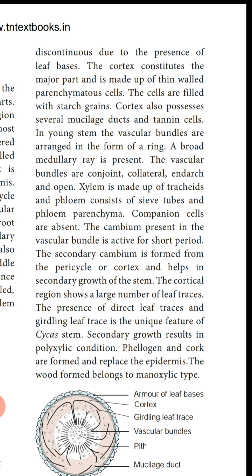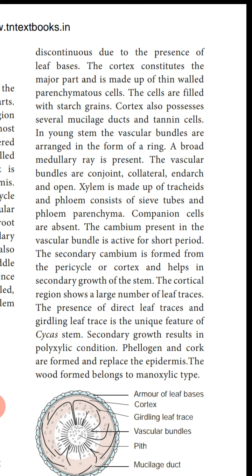The cortex constitutes a major part and is made up of thin-walled parenchyma cells. The cells are filled with starch grains. Cortex also possesses several mucilage ducts and tannins. So as we have studied, here also the outermost layer is the epidermis. It is not a continuous layer because leaf bases are present. Since the cycas plants show the xerophytic condition, a thick cuticle is present outside the epidermis.